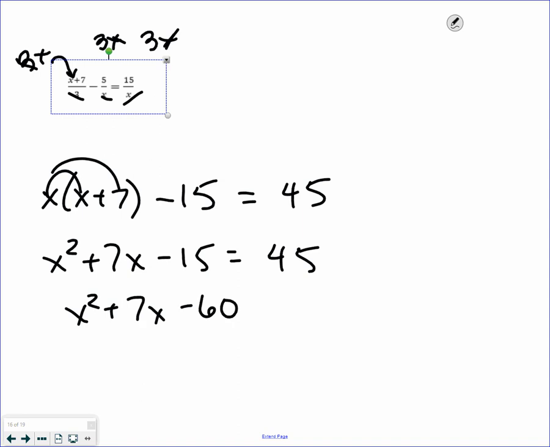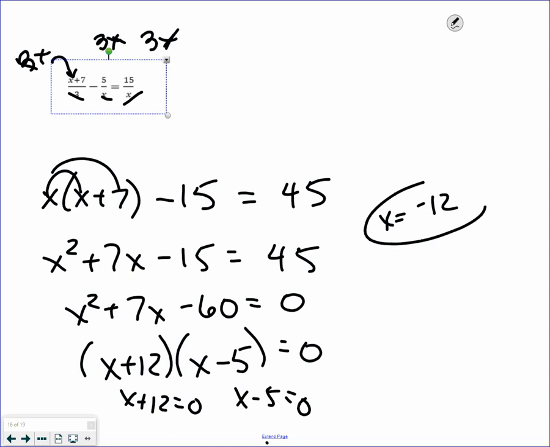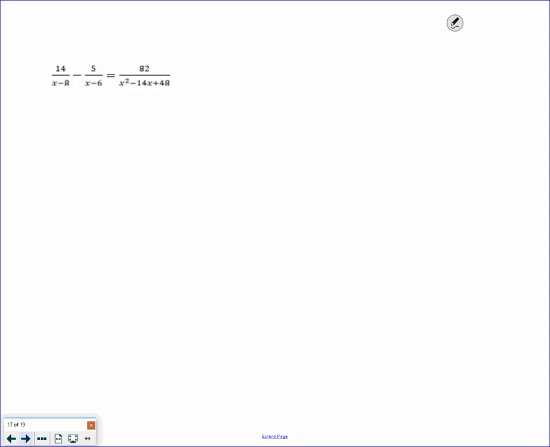Subtracting 45. And you're back to your factoring skills. Again, x plus 12 and x minus 5. Set the parentheses equal to 0. X is equal to negative 12, and x is equal to positive 5. A little more complicated now.